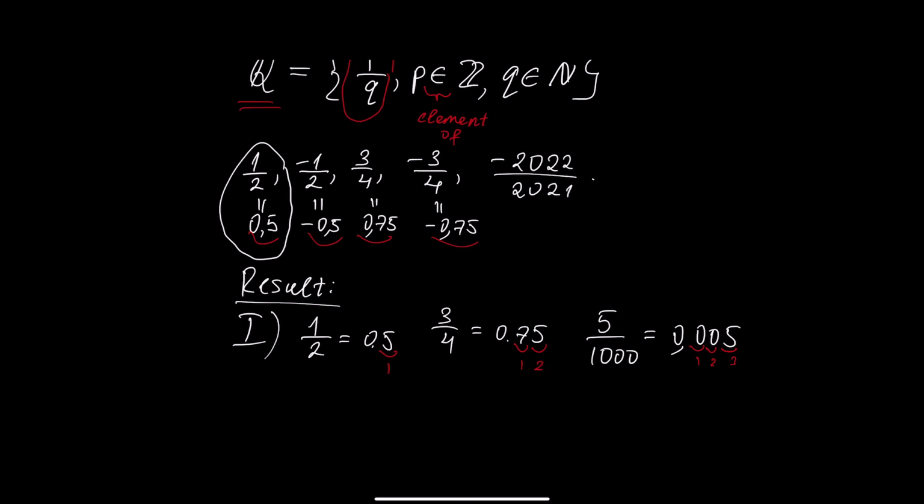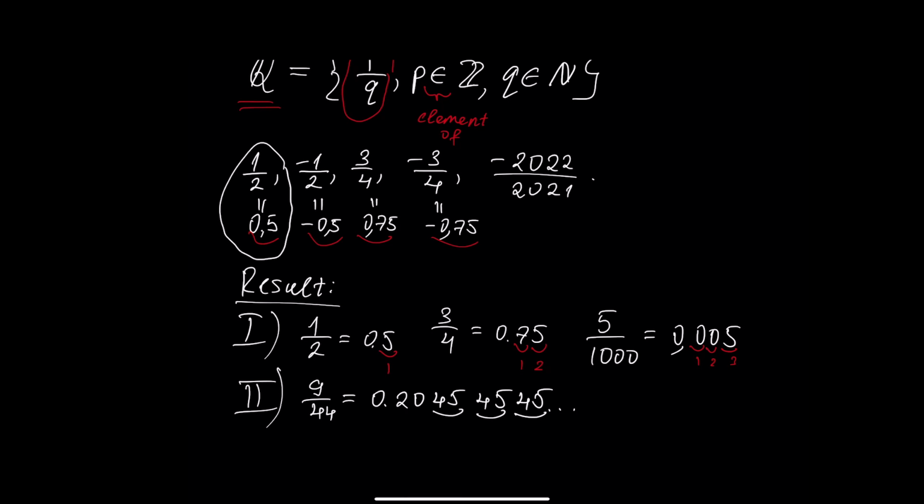And the second case is when the number of digits is infinite, but it has a period. Example: 9 over 44. When you calculate this fraction using the calculator, you will have 0.20454545, and so on. And this 45 is the period which is repeating, and it will be repeating forever. This is the second case.